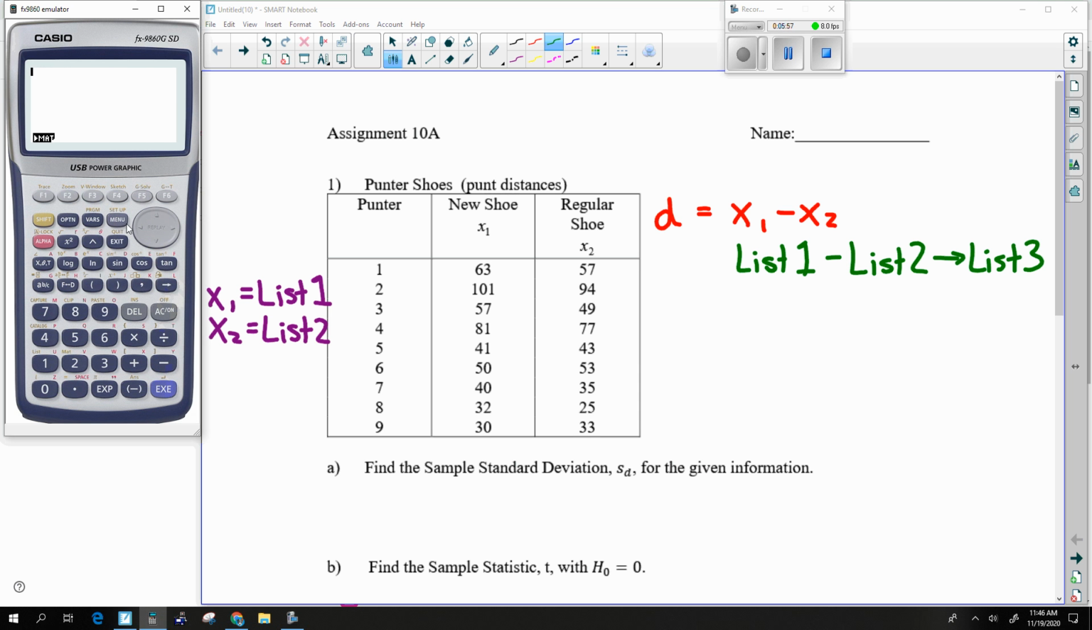Okay, so that is now in your calculator as list 3. So those are all the differences right there of each individual. So the first punter kicked the new shoe 6 yards further. Second one, 7 yards further. Third one, 8 yards further. Things like that.